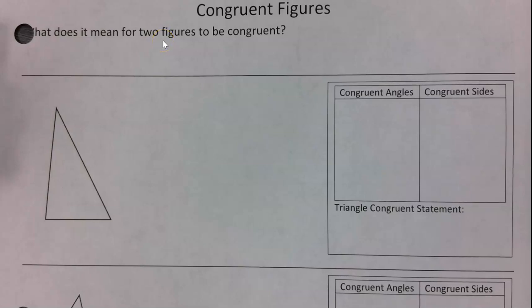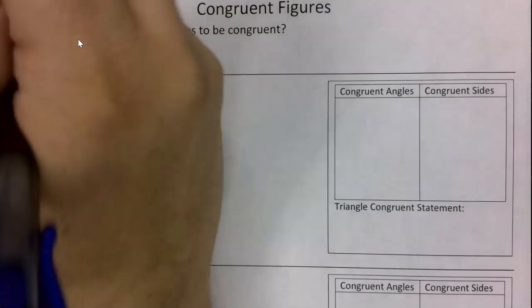So today we're moving on to congruent figures, and our question is, what does it mean for two figures to be congruent? When a line was congruent, it needed to be the same length. For figures to be congruent, all the sides are congruent, and all the angles are also congruent, and it's moved by rigid motion.